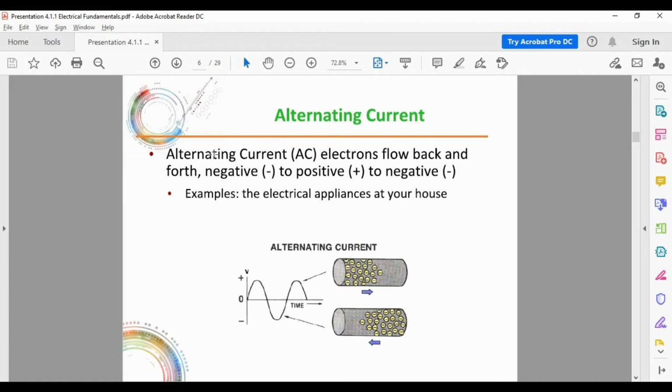Then you have alternating current, or AC. AC and DC, you might know where I'm going with that one. So Thunderstruck all the way. Electrons flow back and forth, negative to positive, back to negative. Or it's the alternating current. These are electrical appliances in the house, pretty much anything that you plug into an electrical outlet. And it has to do with how the power is generated as to why it goes back and forth. DC was Edison, AC was Tesla.